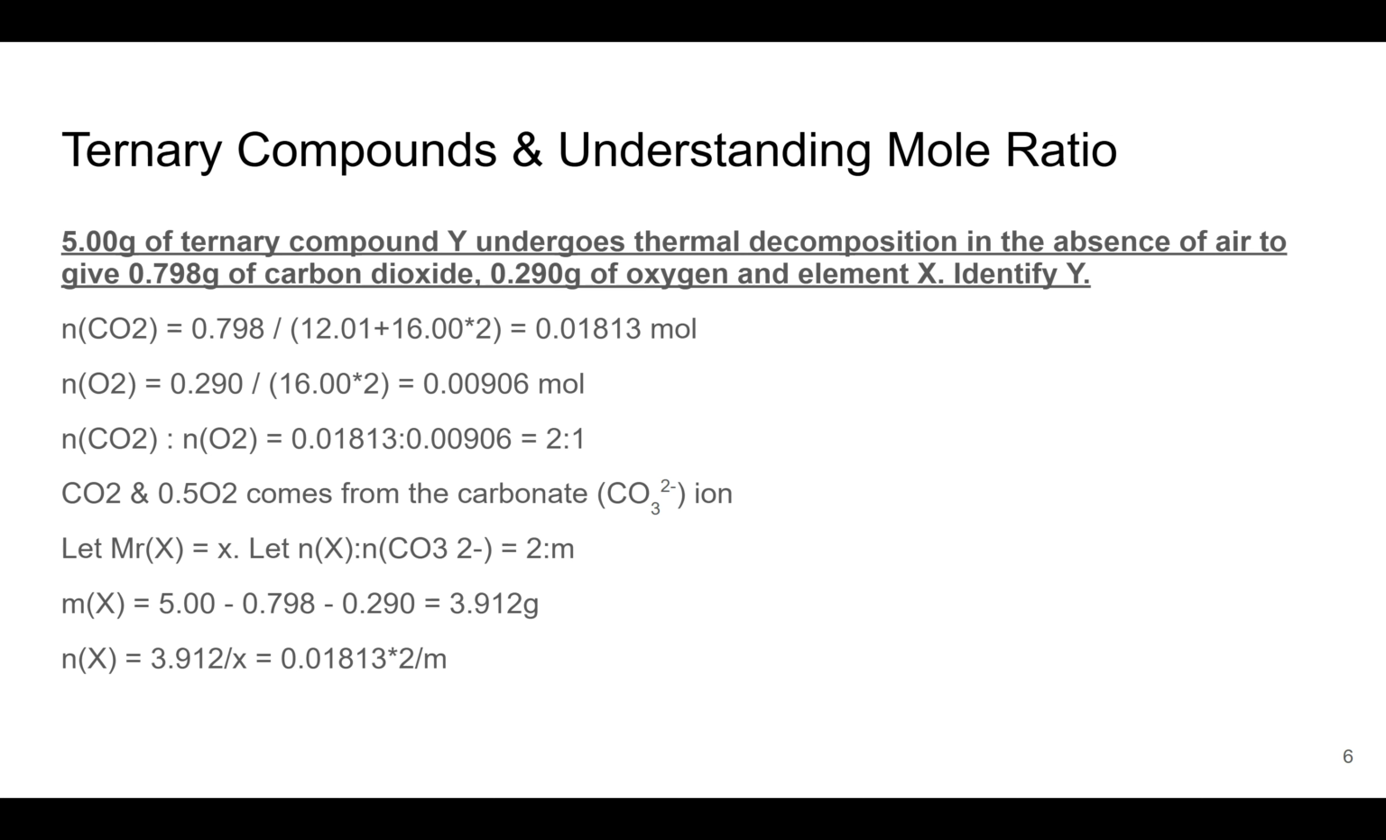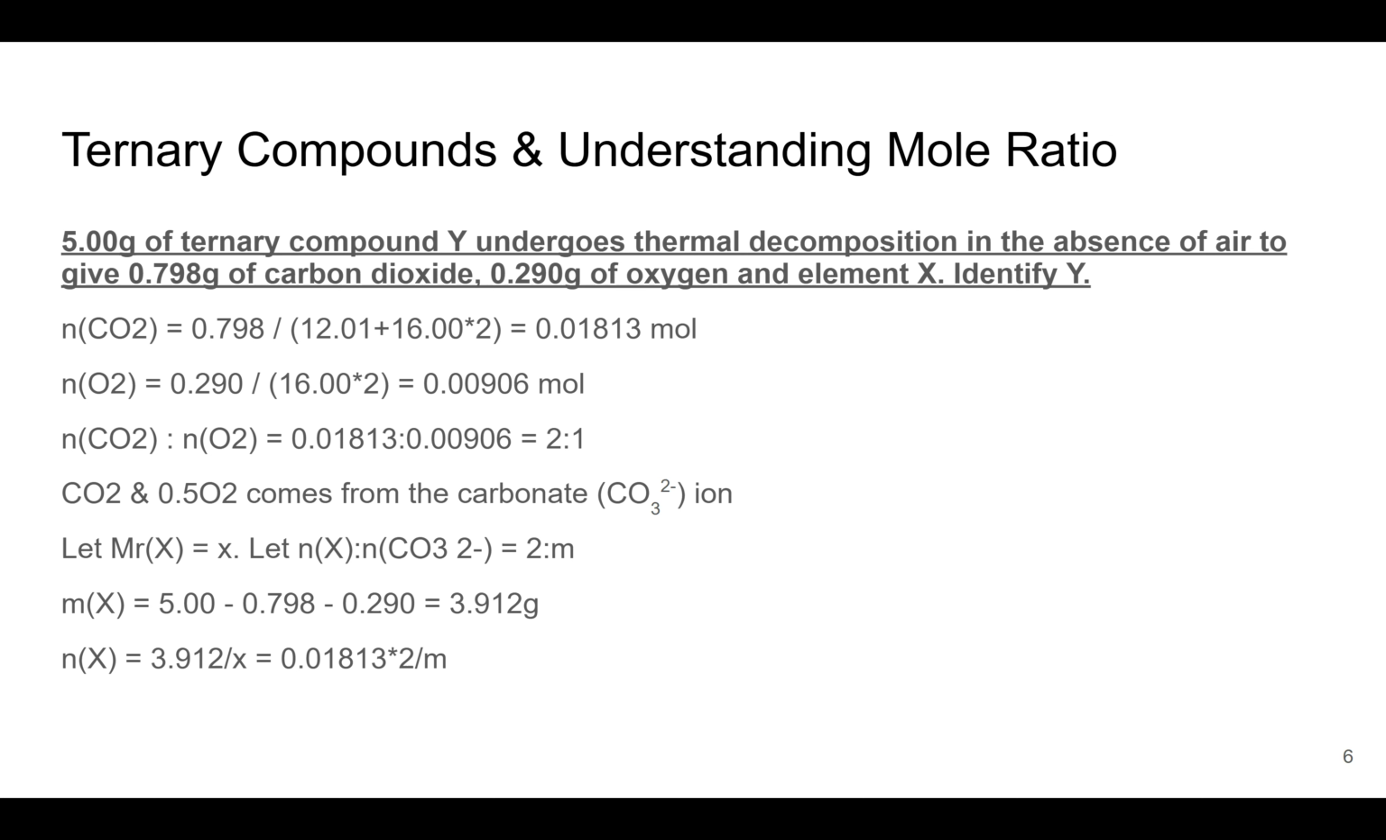And this will be equal to the number of carbonate ions that are present in Y multiplied by the ratio of the number of X in Y to the number of carbonate ions in Y. So this is just making use of the ratio and using the math to help us set up this equation.